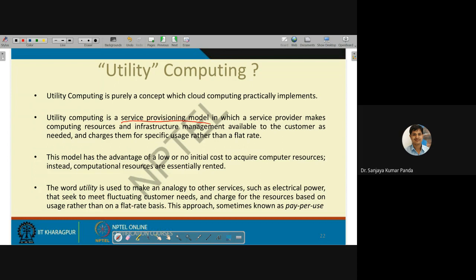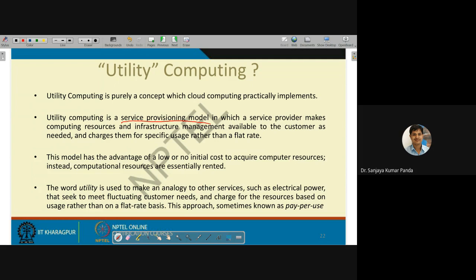The word utility is used to make an analogy to other services such as electric power, which is a utility that seeks to meet fluctuating customer demand. Every month you get a different bill in electricity. There is no fixed bill, right? That's why I told you most utilities charge by specific usage. They are not charging at a flat rate. But some providers do provide a flat rate, irrespective of usage. If you want a long-term service, then obviously you will go for a flat rate. But if you go for a short-term service, you will go for specific usage.